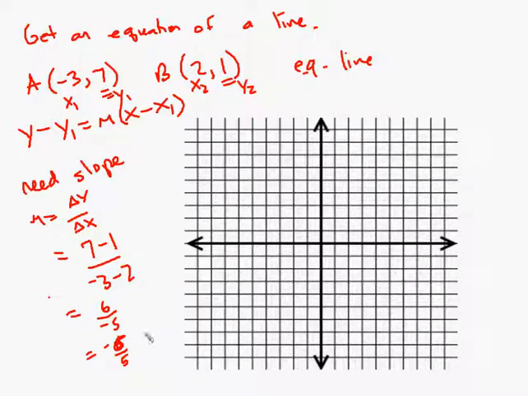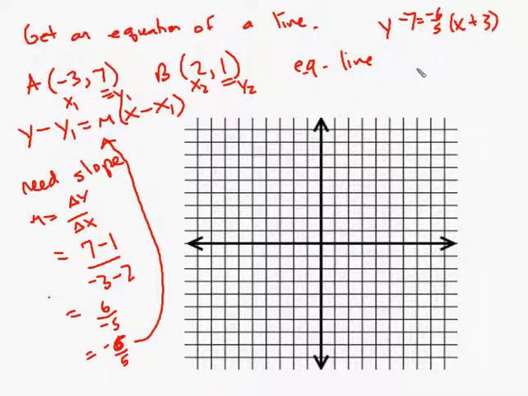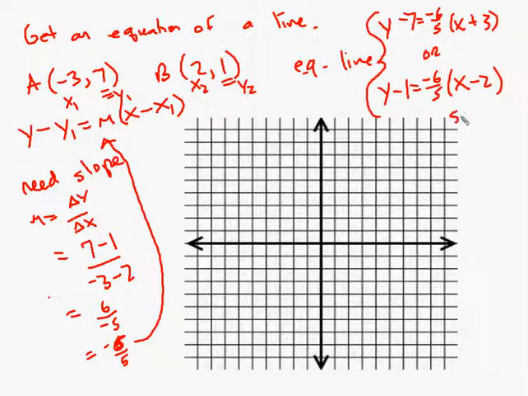Now that I have my slope, I can come back into here and put everything in. I can choose either of those points. So I could do y minus 7 equals -6/5 x plus 3. Or I could do y minus 1 equals -6/5 x minus 2 using the second point. Did you get the same line? Yes, these are the same.